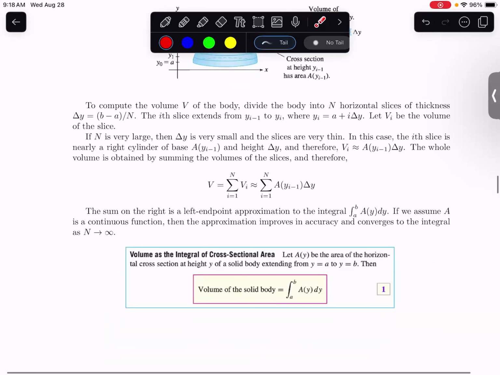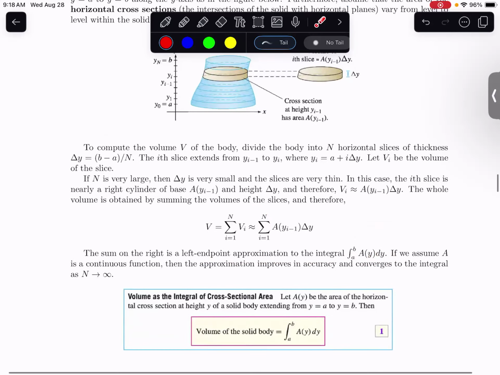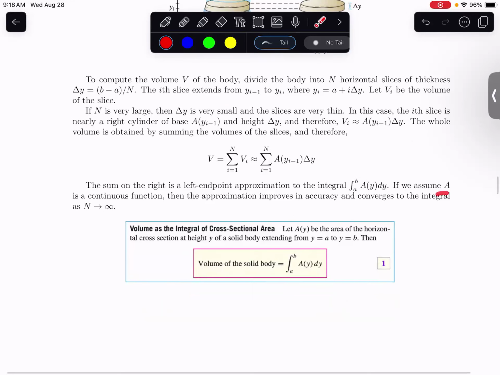And so what's really going on here is if we take this sum and we let n go to infinity, like the number of slices we're taking goes to infinity, this ends up giving you a left endpoint approximation to the following integral. It's the integral from a to b of the area of the cross section at y, like the area of this circle, and then you integrate with respect to y. We have to assume that A is a continuous function in order for this to be integrable, but they're always going to be continuous in this class. We're not going to look at things that are discontinuous.